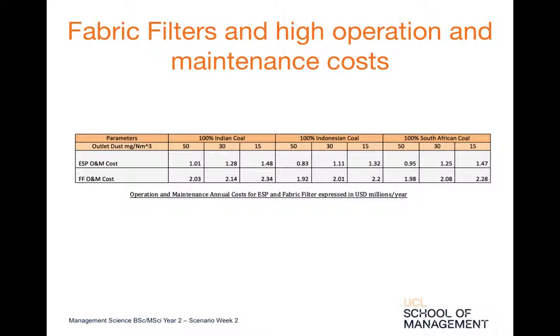The following table compares operation and maintenance cost of fabric filters with ESP. We observe that on average, the operation and maintenance cost of fabric filters is twice what ESP cost represents. The data provided here is related to Indian, Indonesian, and South African coal. However, since it appears that the results observed apply in the 3 countries, we can reasonably assume that it is also the case in Asia.